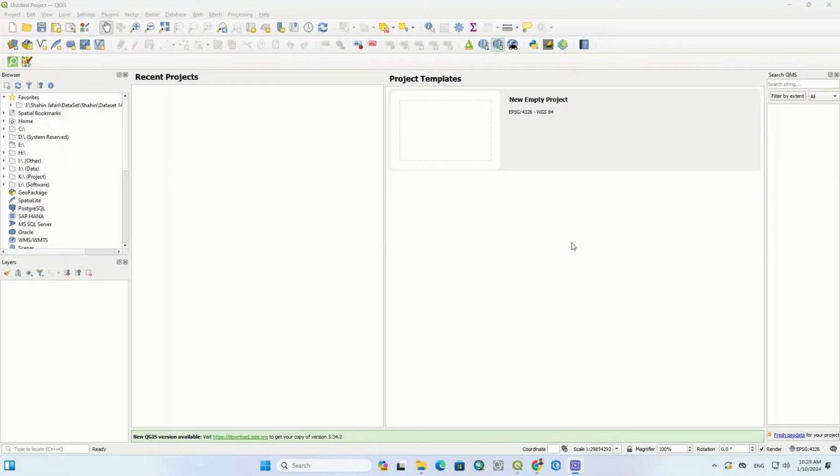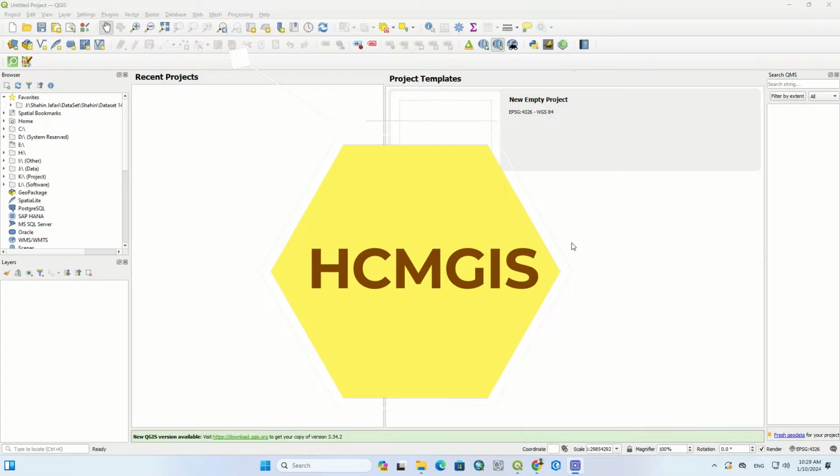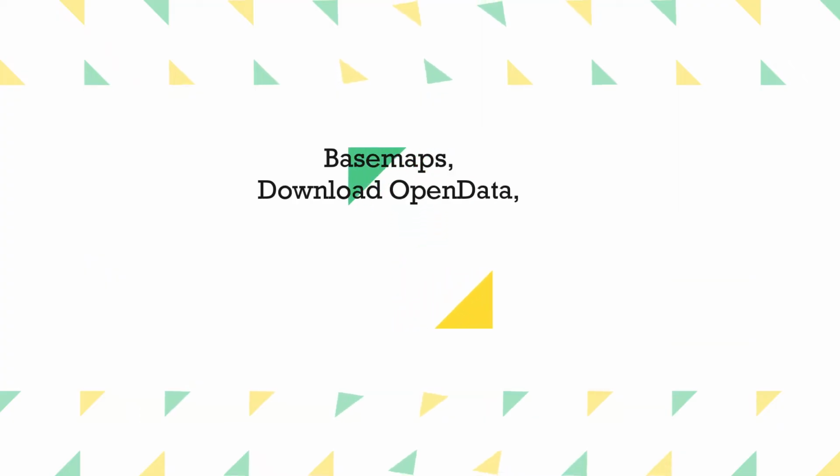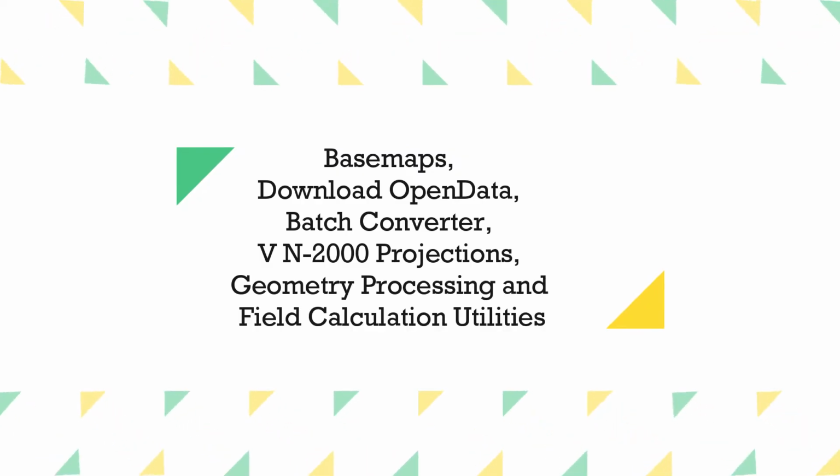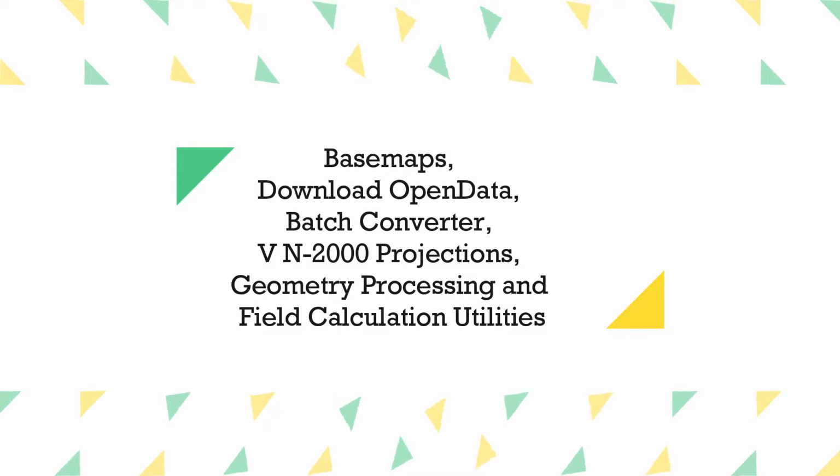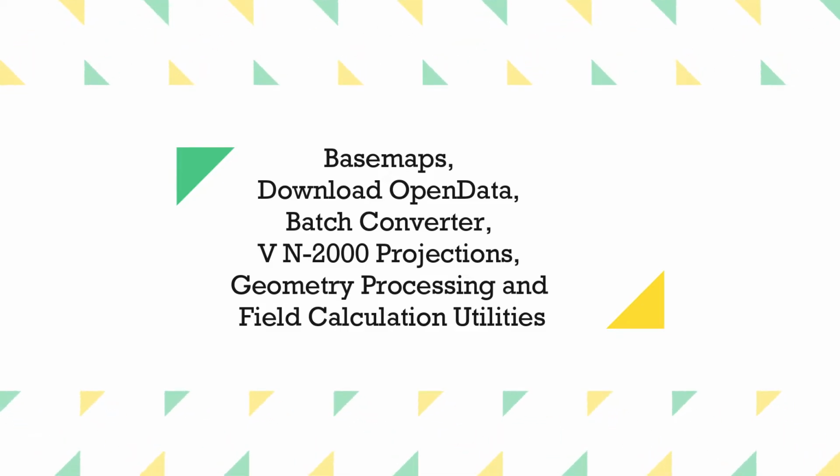Hi everyone, in this video we will be instructing you on a highly significant and practical QGIS plugin. The name of this plugin is HCMGIS. This plugin has various applications such as Basemaps, Download OpenData, Batch Converter, Vn-2000 Projections, Geometry Processing, and Field Calculation Utilities.